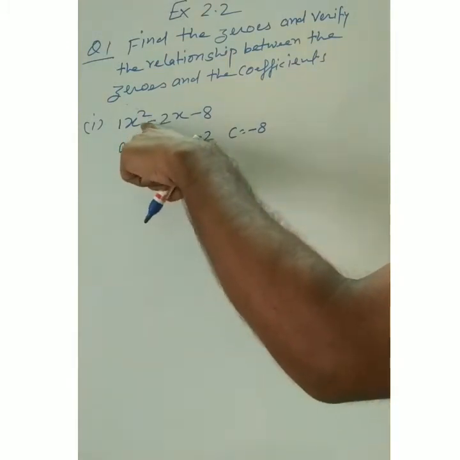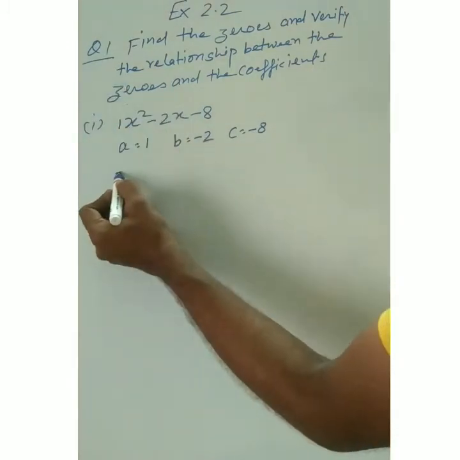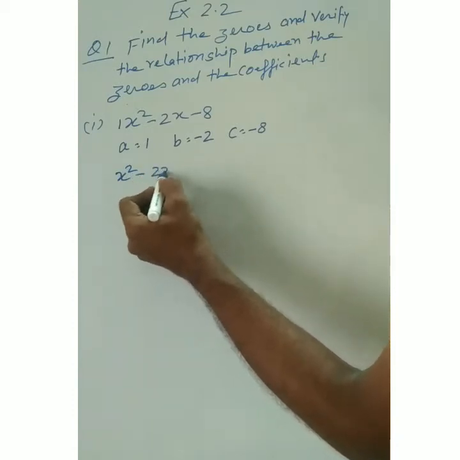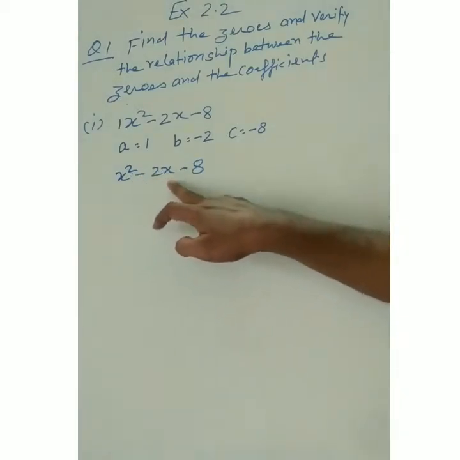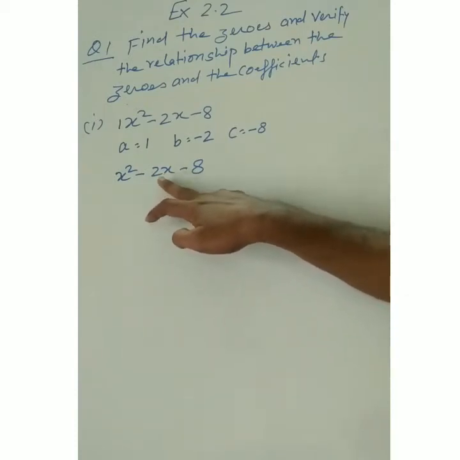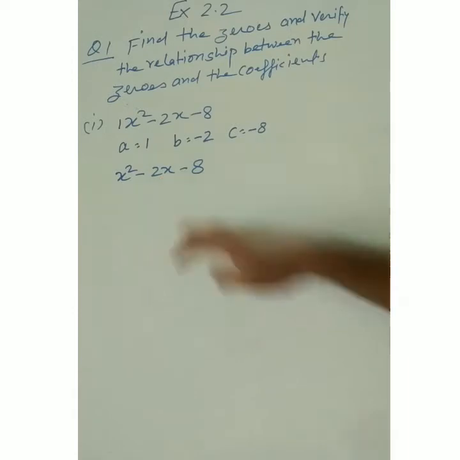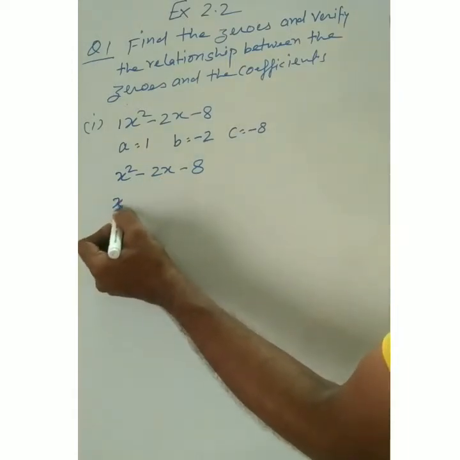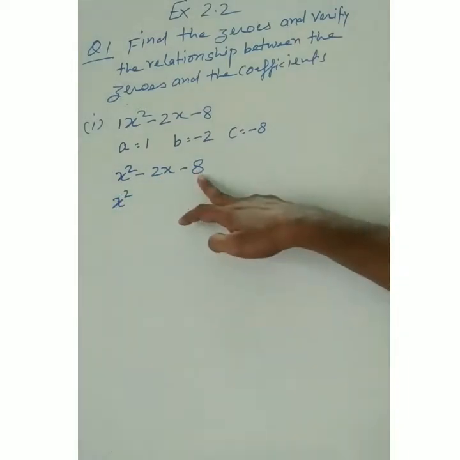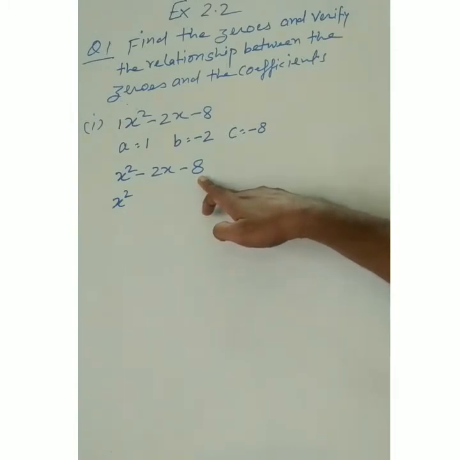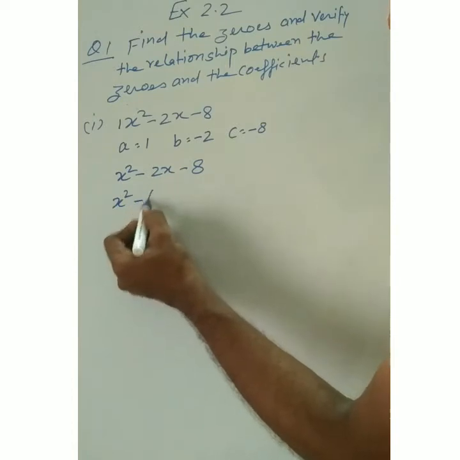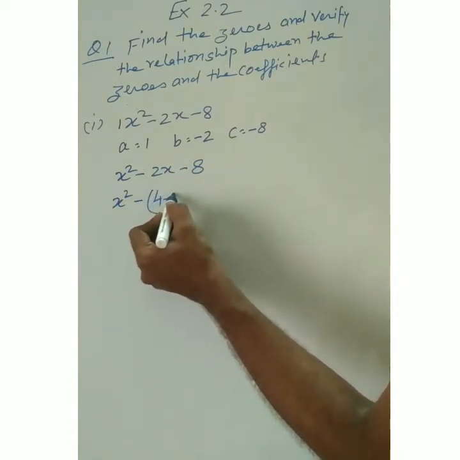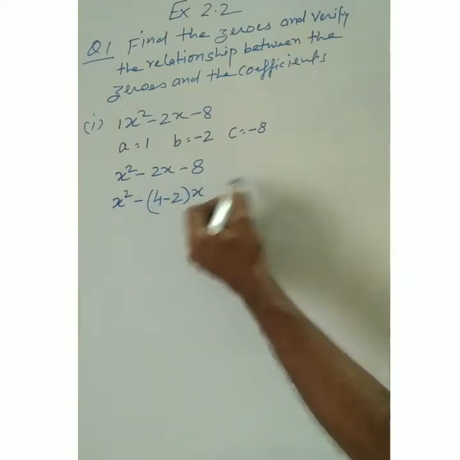Now we have to find the zeros of this x square minus 2x minus 8. It is a quadratic polynomial. To obtain the zeros of this polynomial, we have to split the middle term. We split 8 so that we get minus 2. It is minus 4 and 2, so 4 and 2 are factors.